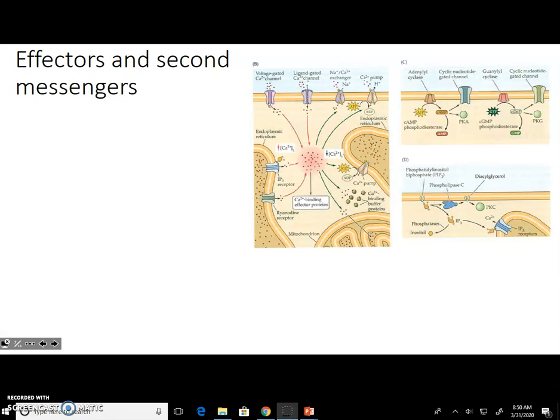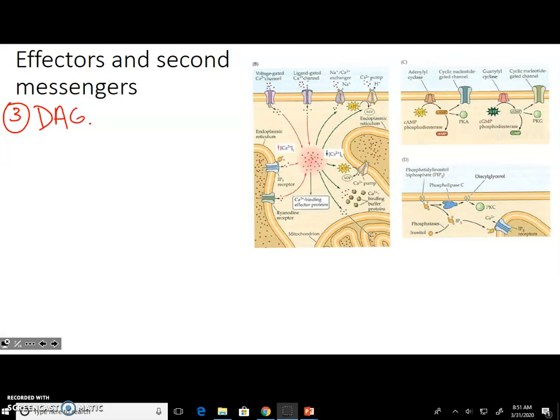More second messengers. There's really one second messenger system left to talk about, which is diacylglycerol and IP3, inositol triphosphate. I know that sounds like a mouthful, but it's not so bad. I think this is the third system, right? We've done calcium as a second messenger, and we've talked about cyclic AMP or cyclic GMP, cyclic nucleotides as second messengers. We'll talk about DAG and IP3 now.